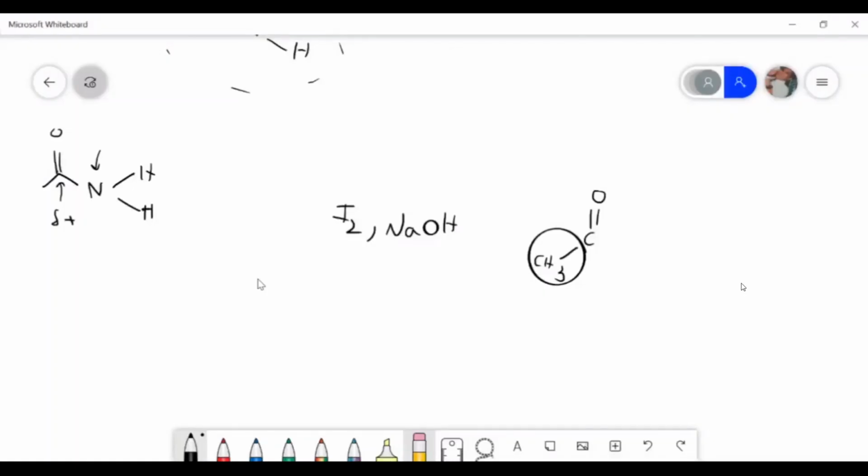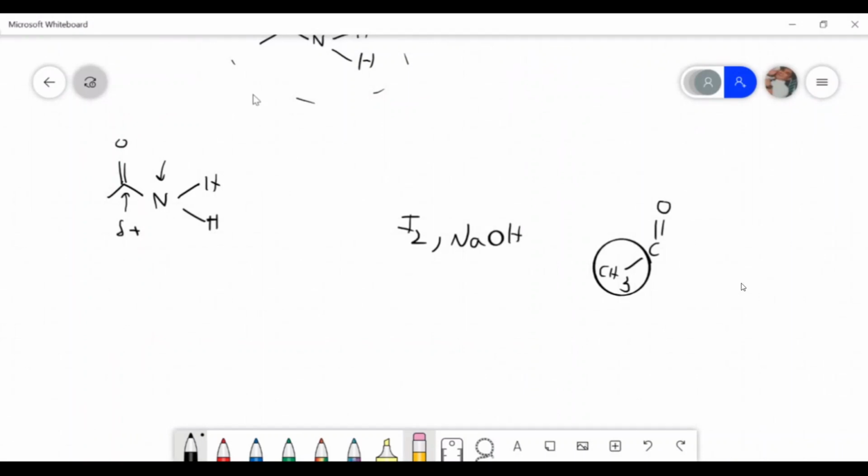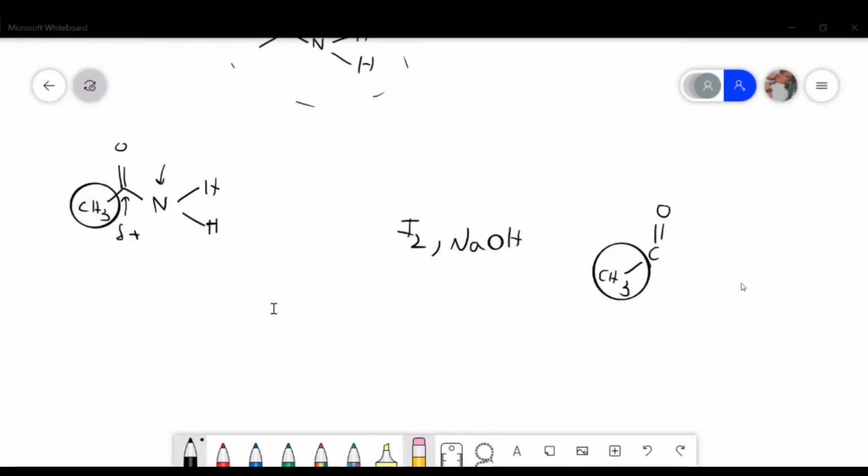After all, let's say that this amide has a CH3 group. Do you think this group will give a positive iodoform test? What do you guys think? The answer is actually no. Amides and esters don't give a positive iodoform test. And that's because of how the iodoform test reaction works.